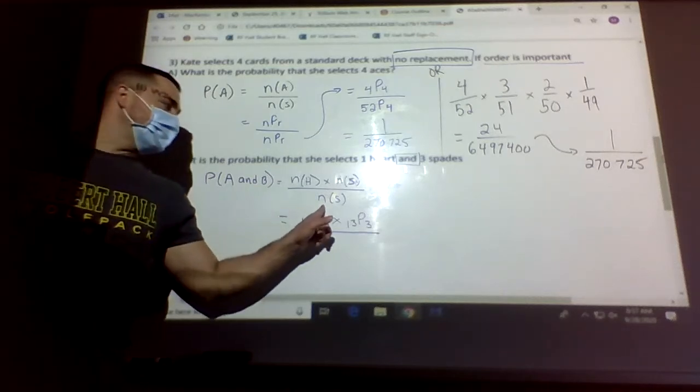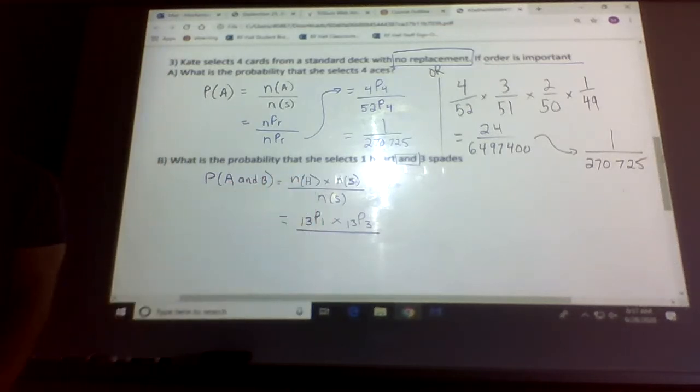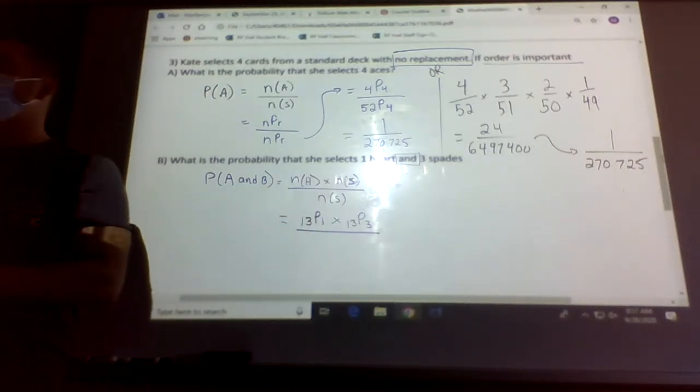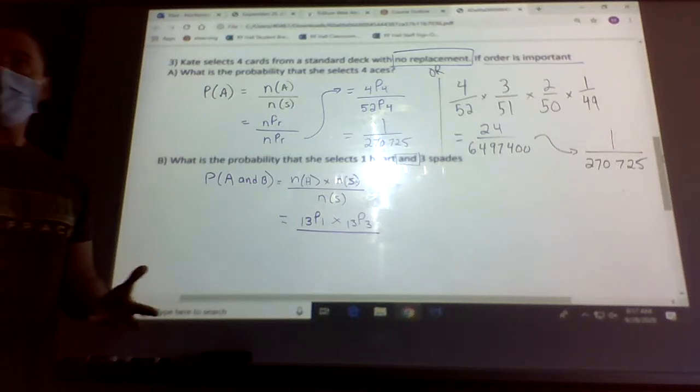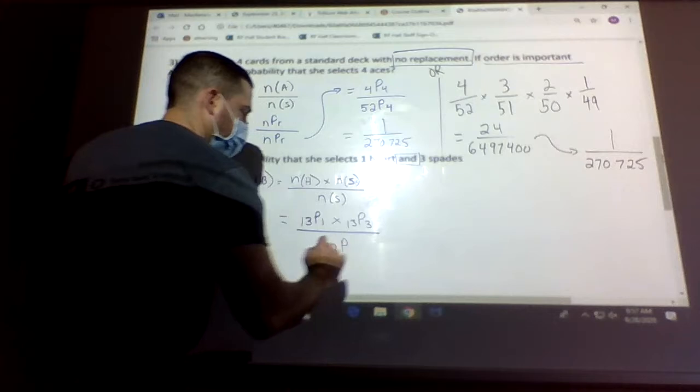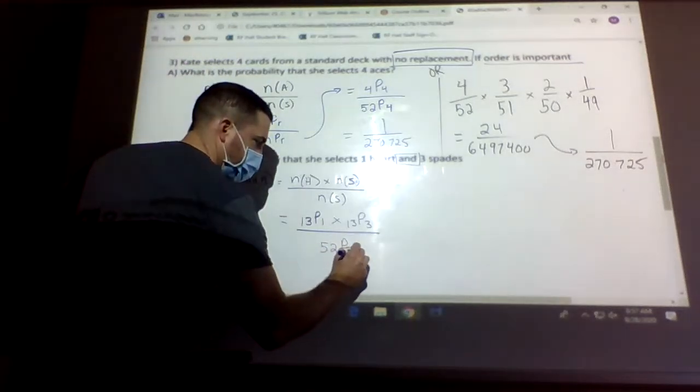Okay, now we're going to look at the total number of ways this can occur. When we're looking at the total, we're looking at the whole deck. So how many cards do we have in the deck? 52. And we want to pick how many in total? 4.